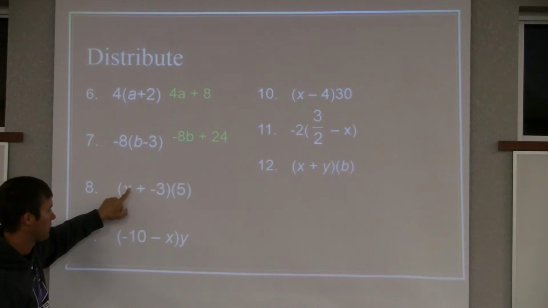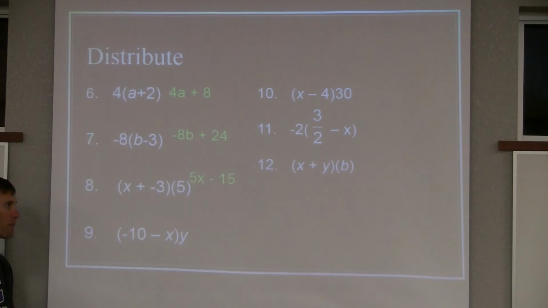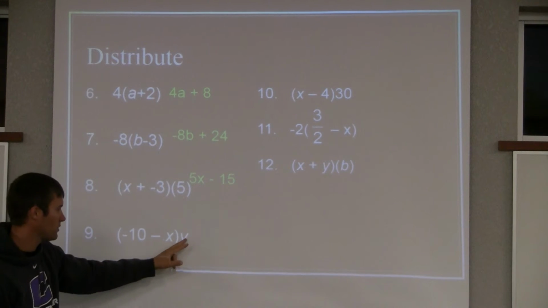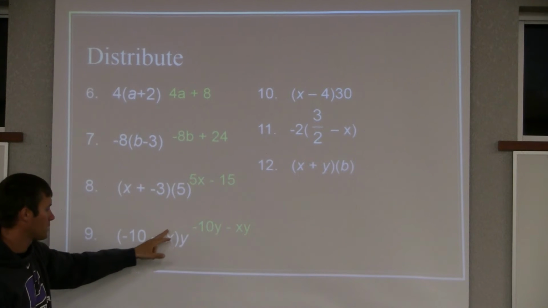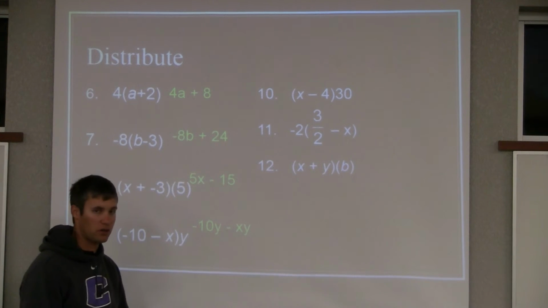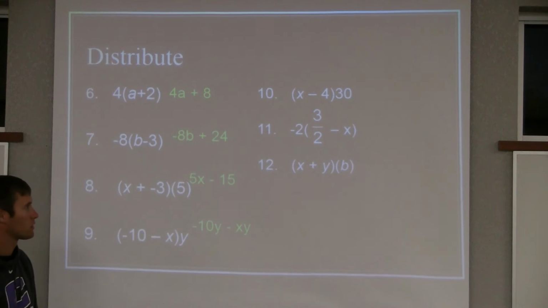5 times x, 5x. 5 times negative 3 is negative 15. Or you could say minus 15. On the right-hand side, does it change anything? Y times negative 10, negative 10y. Y times x, negative xy. Or you can just keep the sign the same, doesn't change it.